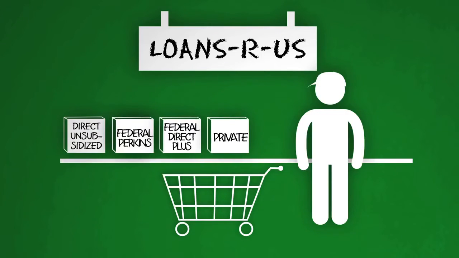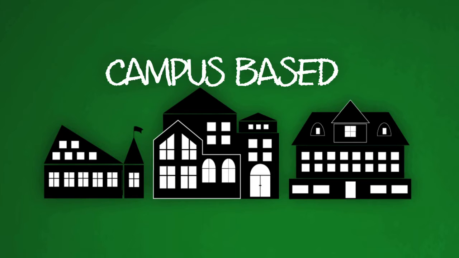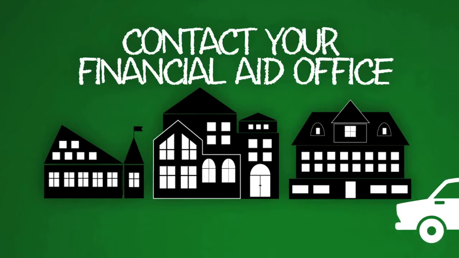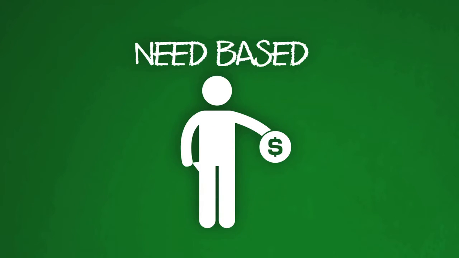Another option is the federal Perkins loan. These loans are campus-based and they are administered directly from the financial aid office. Not all schools participate in this type of program, so it's best to contact the financial aid department directly to see if this might be an option. The Perkins loan is also based on need, which you'll have to demonstrate, as well as results of the FAFSA.